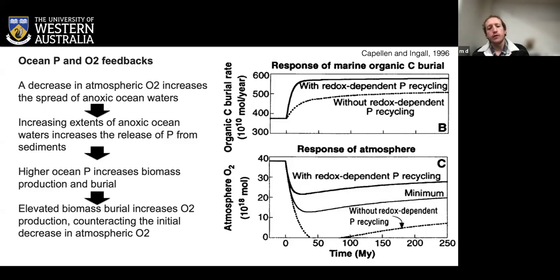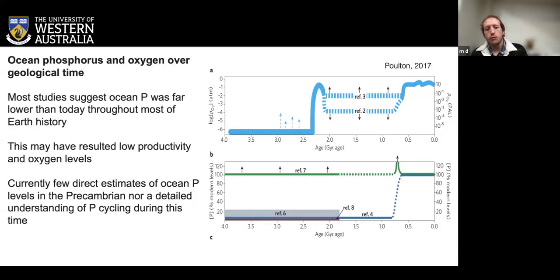So this redox-dependent phosphorus cycle has been at the core of a lot of models in how we understand the evolution of atmospheric O2 over Earth's history. But what we know about oxygen and phosphorus over Earth's history is still very hotly debated. On the right here, we have a couple of figures which show what we believe is the trajectory of atmospheric oxygen over Earth's history. This is fairly well mapped out at this stage.